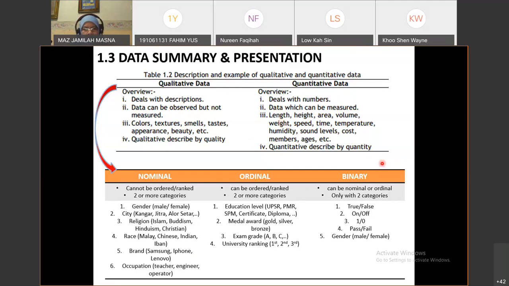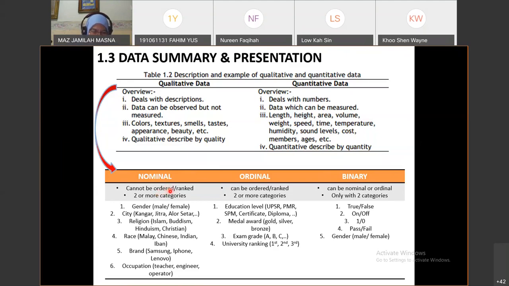Now, let us look at a specific example of qualitative data. We may have these three distinctions of qualitative data. The first is what we call nominal data. Second is ordinal data. Or sometimes you may find what we call binary data. Okay, what is nominal data? If you look at your table 1.3 in your textbook on page 8, you can see this particular description in your textbook. Okay, nominal data usually cannot be ordered or ranked.